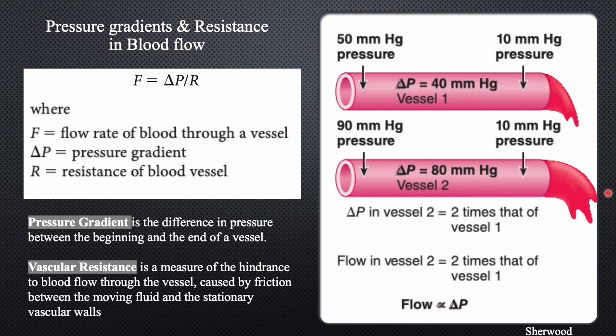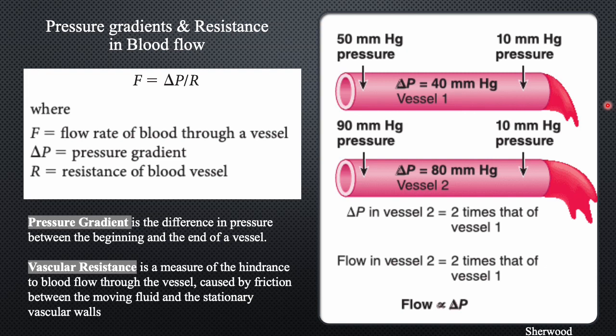determines the flow rate. As we see in the figure over here, the pressure was 50 at the beginning of the vessel and ended up at 10. So the difference, which is the pressure gradient, is 40, while in the second vessel the pressure was 90 and at the end of the vessel it is 10. So the difference in pressure, which is the pressure gradient, is 80. So the flow in the second vessel is 2 times higher than that of the first vessel. That's why the flow rate is directly proportional to the pressure gradient, while the resistance is the other factor influencing the flow rate through the vessels.